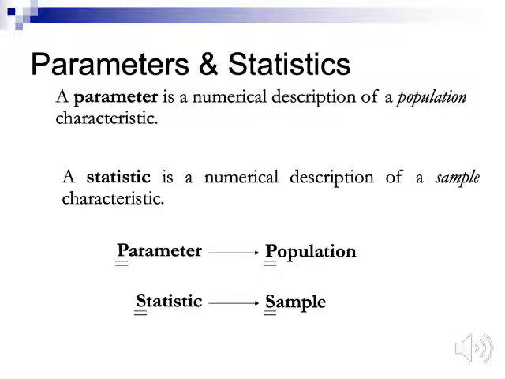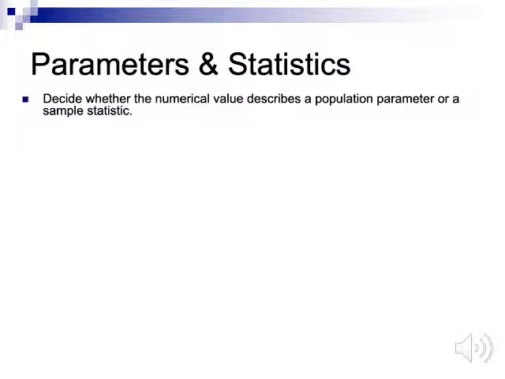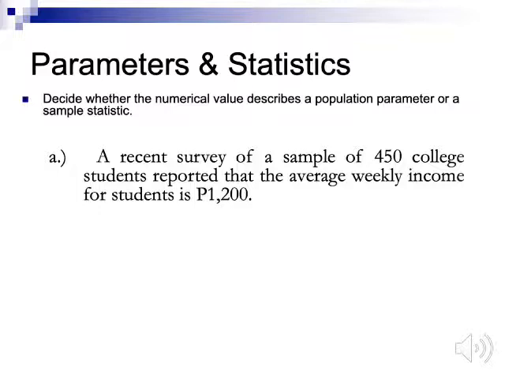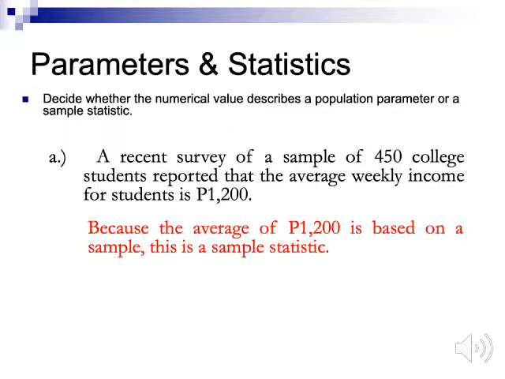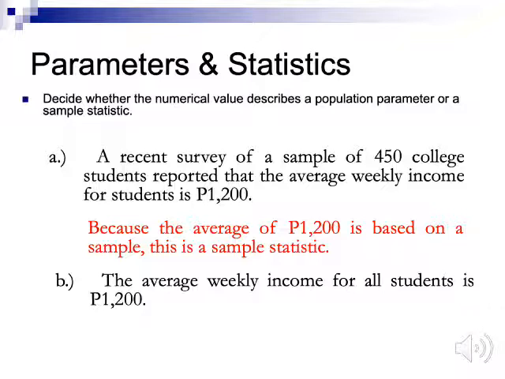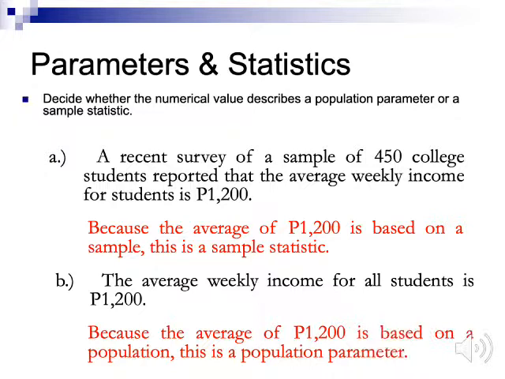So let's have this example. We will decide whether the numerical value given describes a population parameter or a sample statistic. So for example, a recent survey of 450 college students reported that their average weekly income is 1,200 pesos. Since 1,200 pesos is from the sample of 450 college students, that makes 1,200 a sample statistic. While in the second one, the average weekly income of all students is 1,200. Since it's of all students, 1,200 is coming from a population. Therefore, 1,200 pesos is a population parameter.